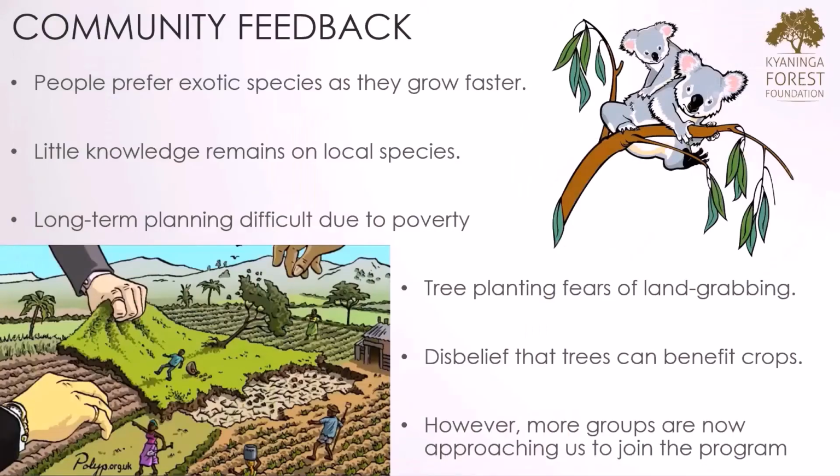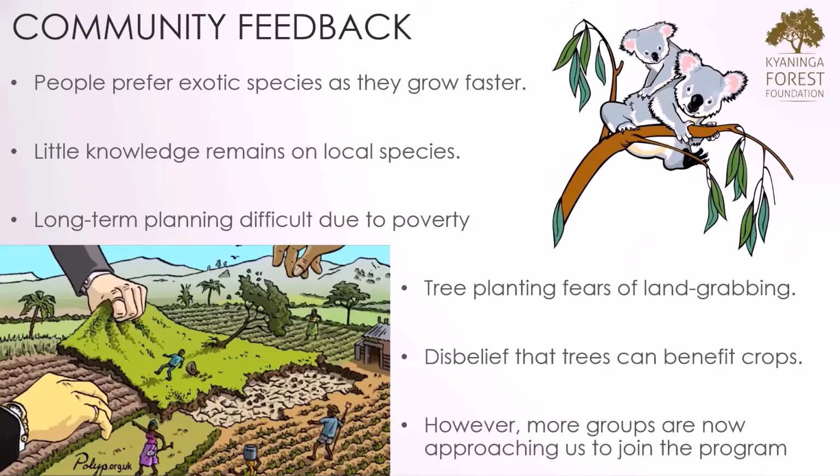So the feedback that we've had over the years is that people still prefer exotic species. We are seeing this change slowly, simply because people are aware that if you're growing crops, it's very difficult to intercrop eucalyptus or pine into a traditional cropping system. Either you have to do one or the other. You have a eucalyptus plantation, or you have your coffee and your matoke growing together.